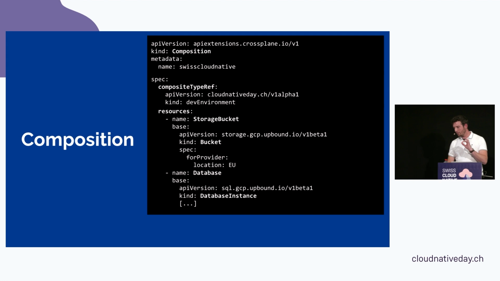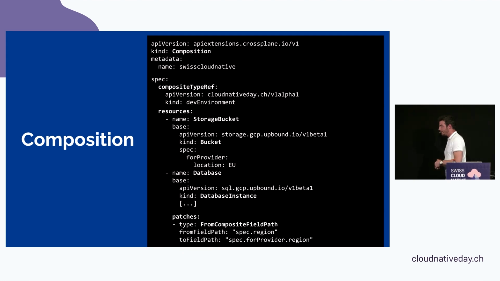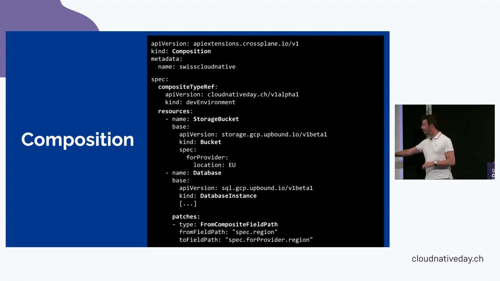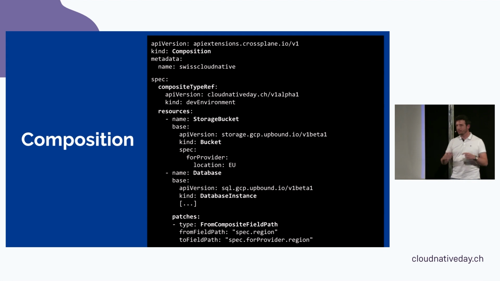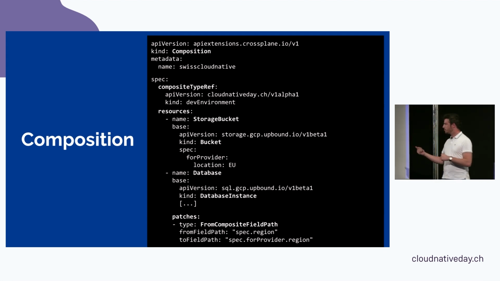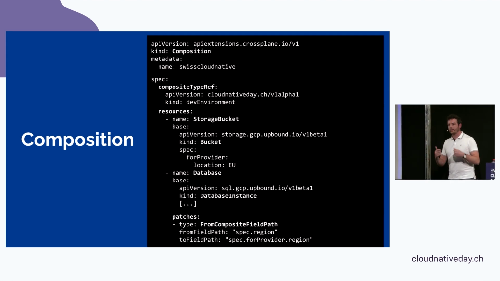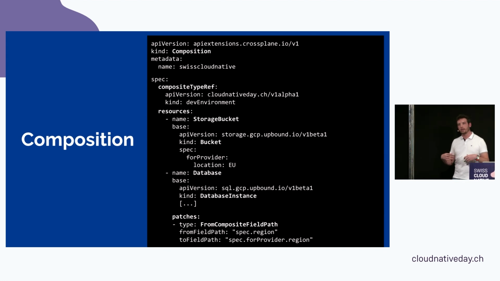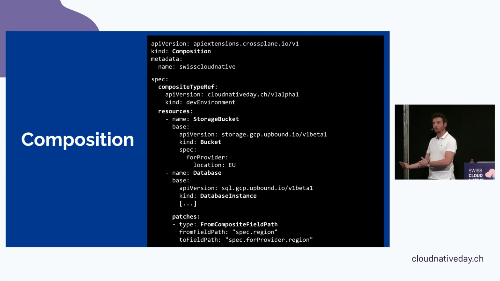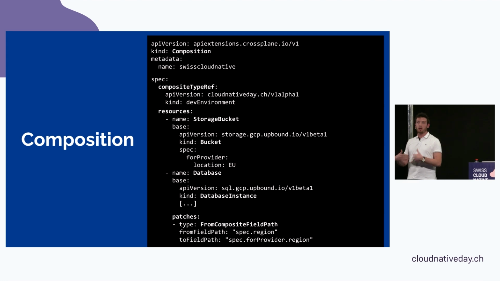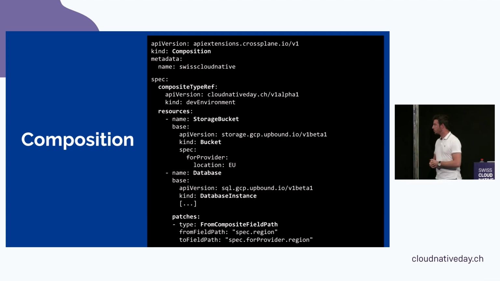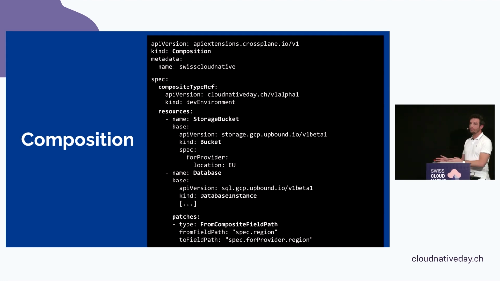Finally, this last section will become clear in the next slide. There is a section called patches that allows us to inject certain configuration dynamically. So what I'm doing here, for example, is making the region of my database customizable. So my developers can specify if they want a database in a specific region. And if they don't specify that, by default, they will get it in EU West 1. So composition is just a collection of different managed resources. Nothing more than that, nothing special.